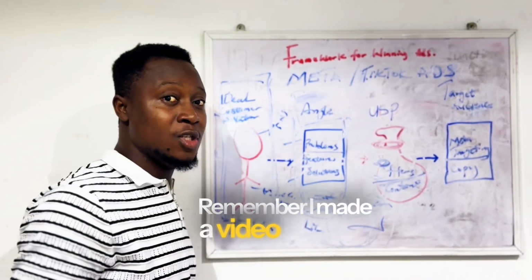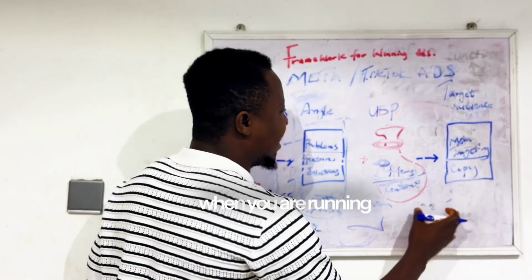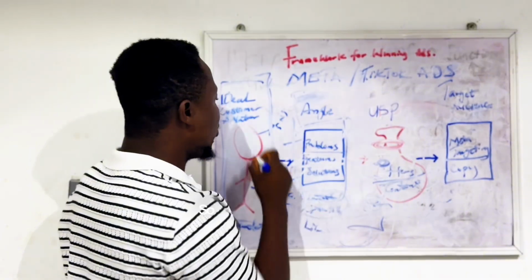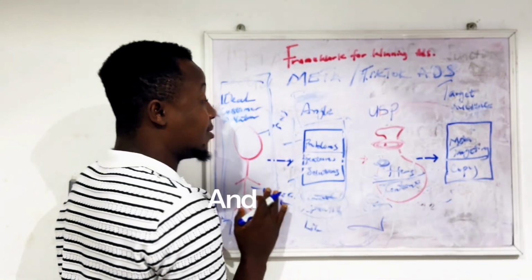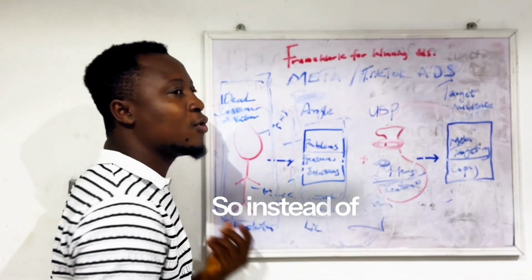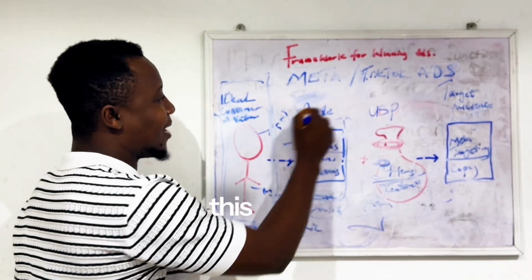Remember, I made a video last week where I talked about the fact that the copy in your video when you're running ads is as important as the video you're making. So when you understand this, it will help you with the copy, like the captions. And trust me, you can use AI to do all this. So instead of going to ChatGPT and saying, I want to create ads that will convert, give me the targeting, you will build this and build this.